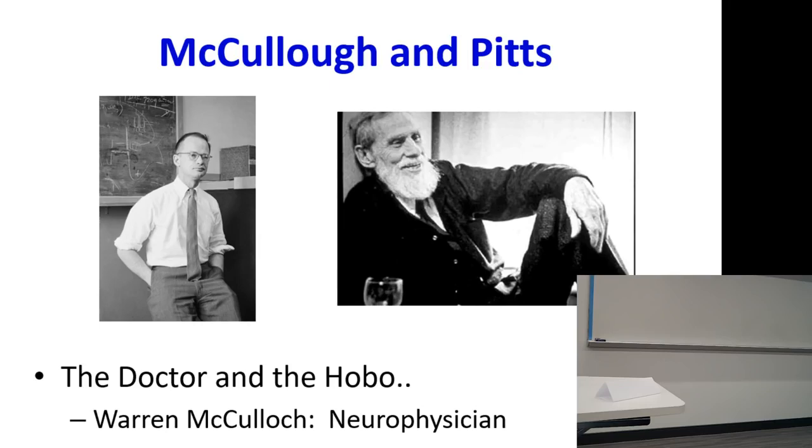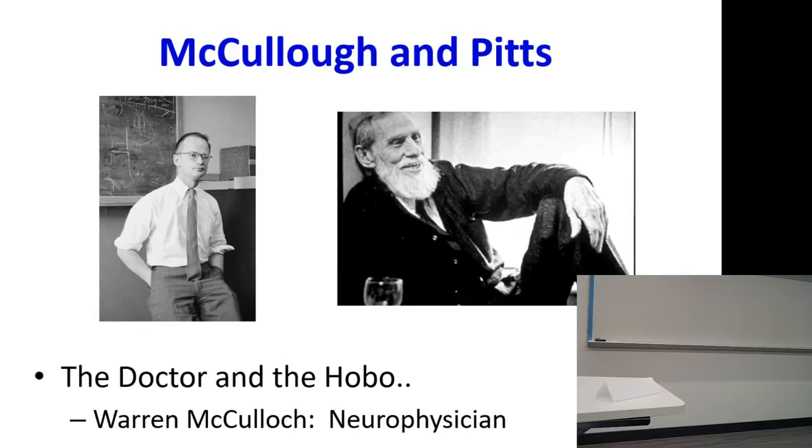But if you want to perform computations with it, you need a computational model for it. And the first computational model was formed by these two guys. One of them was Warren McCulloch, and the other is Walter Pitts. Warren McCulloch was a professor at the University of Chicago. Walter Pitts was a hobo who ended up at his door. And who is who? Anybody want to guess? So this guy is McCulloch. And this is Walter Pitts.